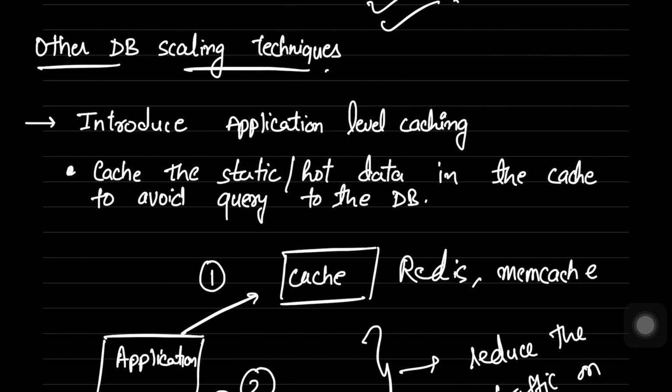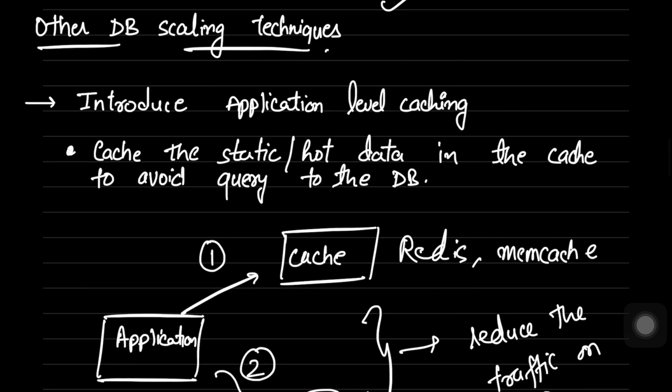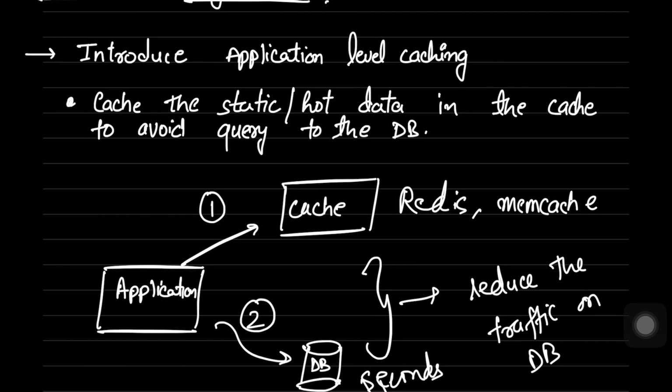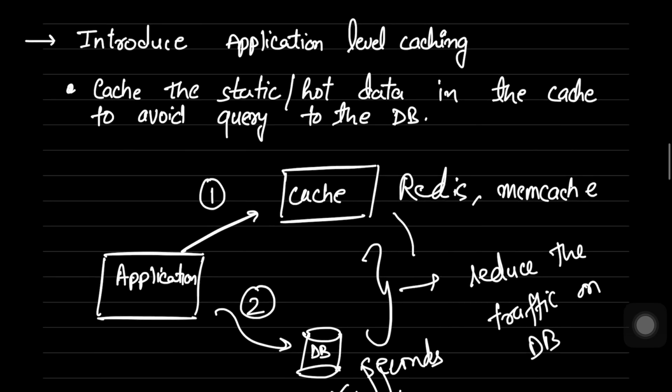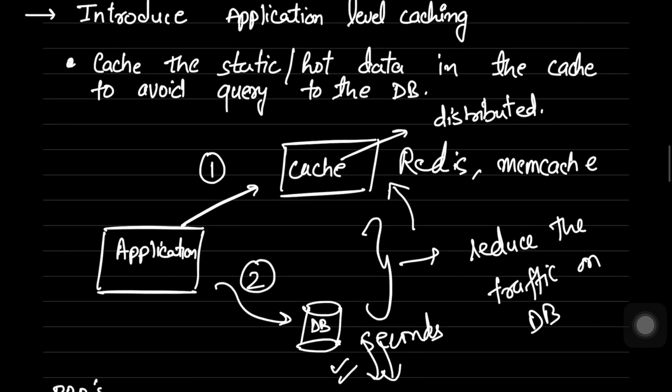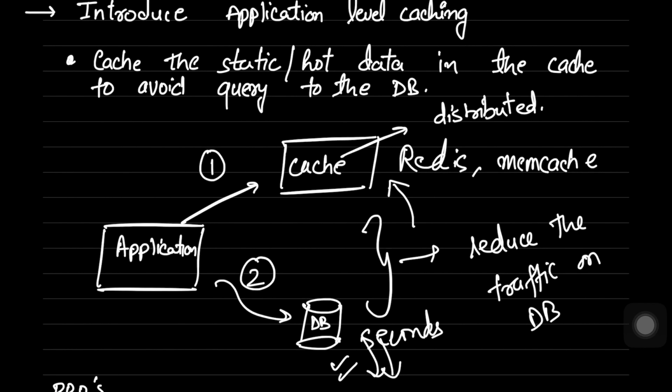Other DB scaling techniques you can introduce is application level caching, which caches the static hot data to avoid querying the DB. Once you identify that there is a set of data which is very static, doesn't change too much, and is queried a lot, you can put that data into an application level cache. This cache is a distributed cache, accessible from all your different application servers. Indirectly, this reduces the load and traffic on your DB.